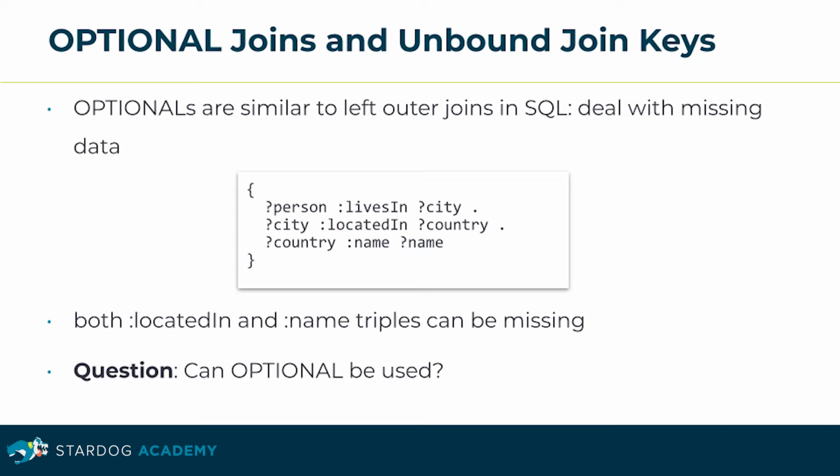So optionals are similar to left outer joins in SQL and deal with missing data. Looking at this query, we have person lives in city, city is located in country, and then country has a name. A typical 3-hop query. But what if in our data, both located in and name triples can be missing? Can we use an optional to still make these hops and make it a relatively high-performing query?